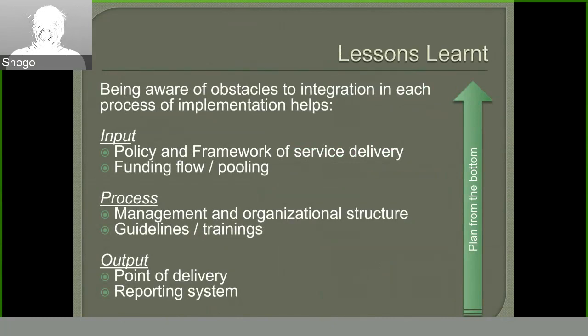At the input level, this is kind of a summary: the policy and the framework, the M&E framework, and also the framework of service delivery, as well as funding flow and pooling, can be well considered when we try to integrate things. And also for the process, the management and organizational structure, guidelines, and training.